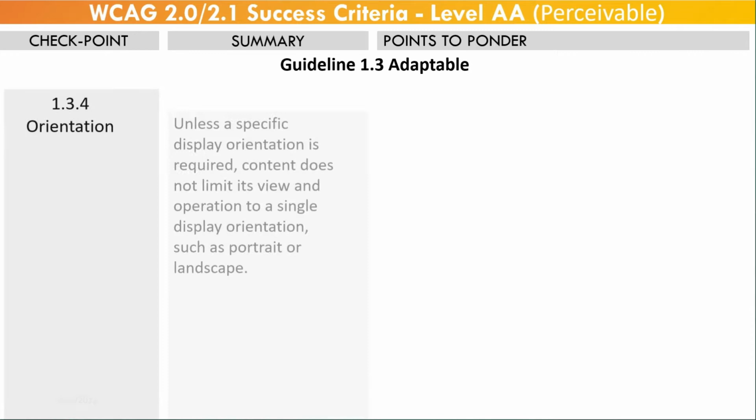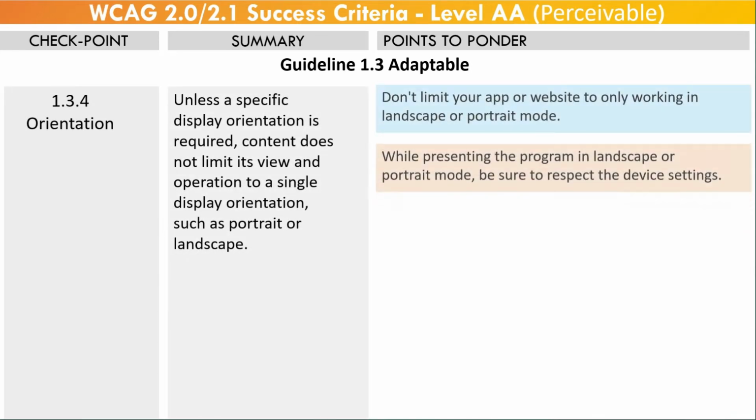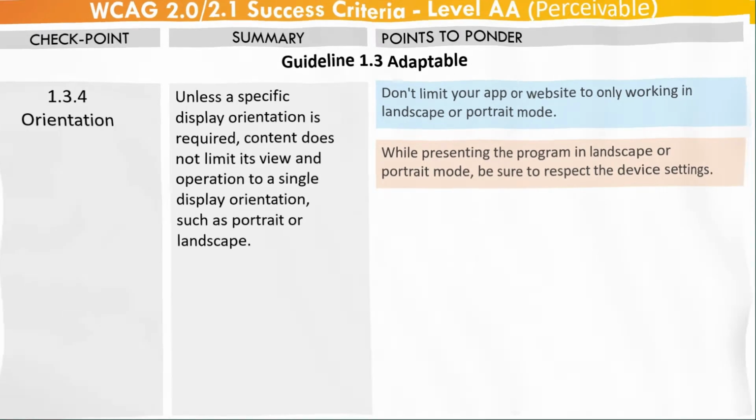Guideline 1.3 Adaptable. 1.3.4 Orientation. Unless a specific display orientation is required, content does not limit its view and operation to a single display orientation, such as portrait or landscape. Don't limit your app or website to only working in landscape or portrait mode. While presenting the program in landscape or portrait mode, be sure to respect the device settings.